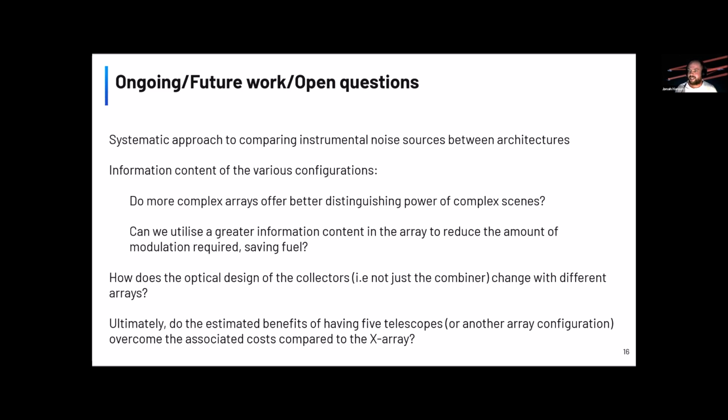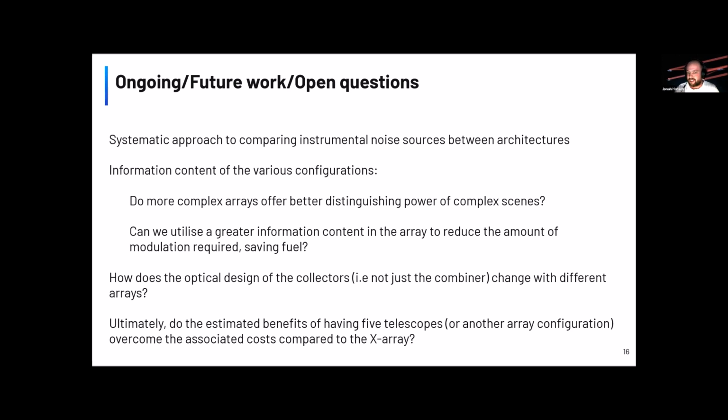There's a context of information. So you might have noticed that very pretty 5 telescope design has a lot of structure in it, and whether we can utilize that structure in order to better distinguish between complex planetary scenes, or even to utilize that information to reduce the amount of modulation required. So maybe we don't need to spin the entire array, but we can use that information to rotate it slightly, greatly saving on fuel and mission cost.